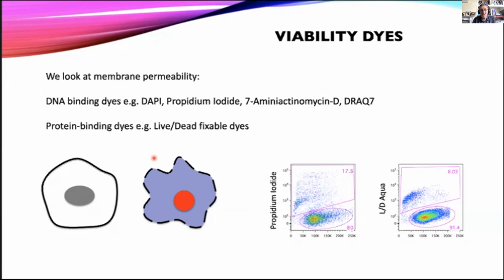And we target them in two different ways. One way would be to use a DNA binding dye like DAPI or propidium iodide. Because my live cell has an intact membrane, that dye will try to get in, but it won't be able to. Whereas in a dead cell, the dye will pass through that permeabilized membrane, it'll go to the nucleus, it'll bind to the DNA, and it will fluoresce. So we can separate our dead cells here from our live cells.